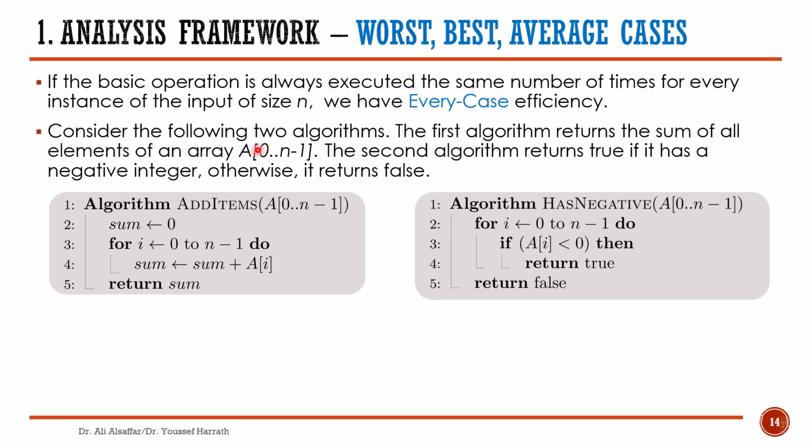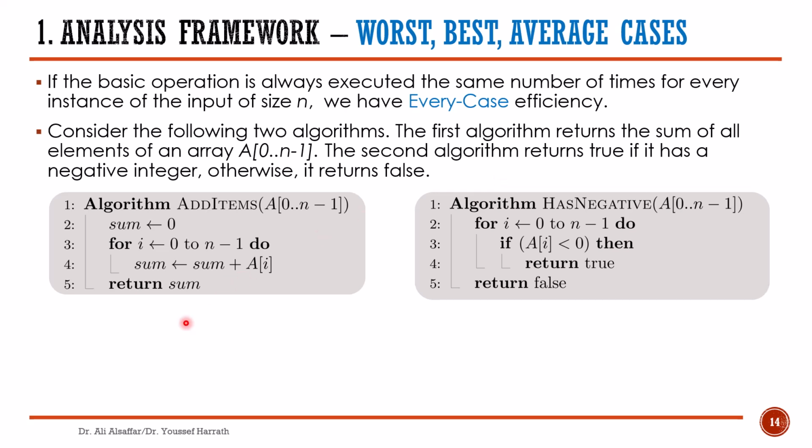Consider the following two algorithms. The first algorithm on the left returns the sum of all elements of an array of size n. The second algorithm on the right returns true if the array has a negative integer, otherwise it returns false.